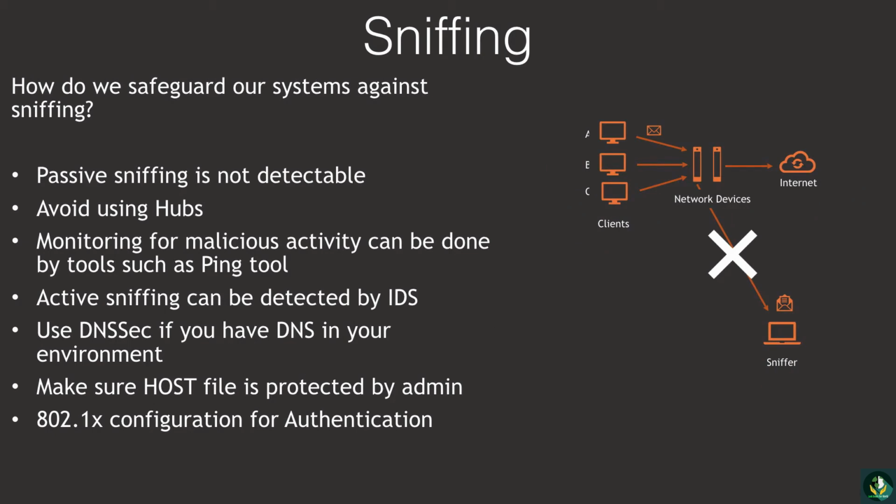And how do we safeguard our systems against sniffing? Passive sniffing is not detectable. Avoid using hubs. Monitoring for malicious activity can be done by tools such as the ping tool. Active sniffing can be detected by IDS. Use DNSSEC. If you have DNS in your environment, make sure the hosts file is protected by the admin. 802.1X configuration for authentication. So let's see how it works.